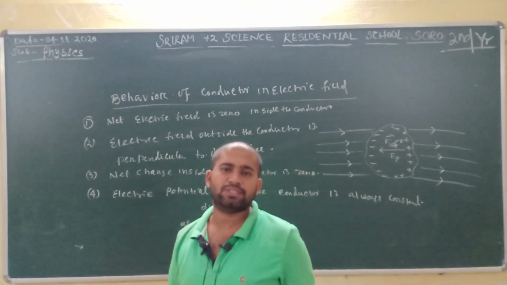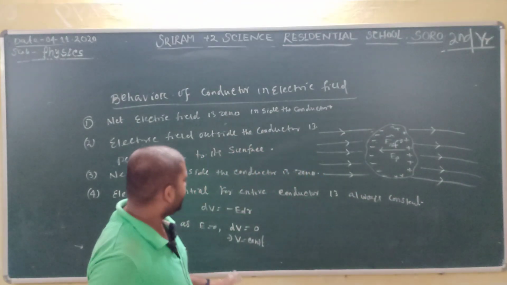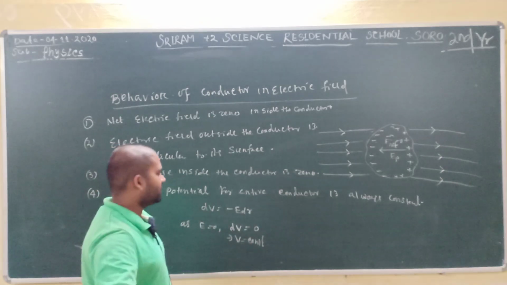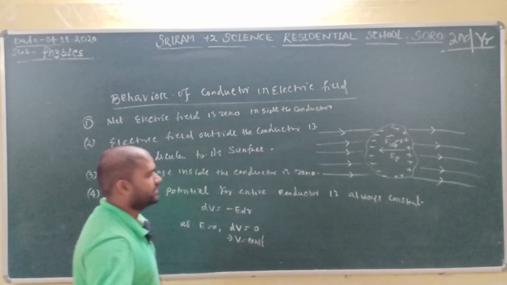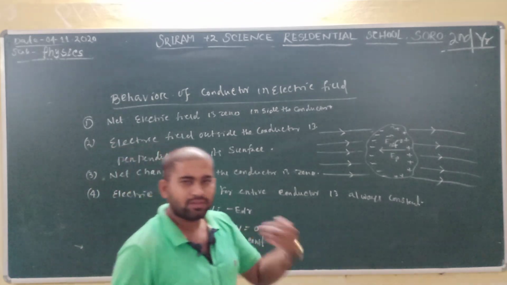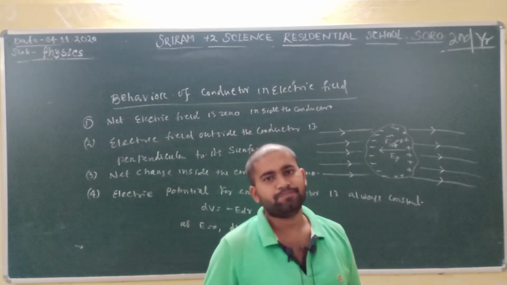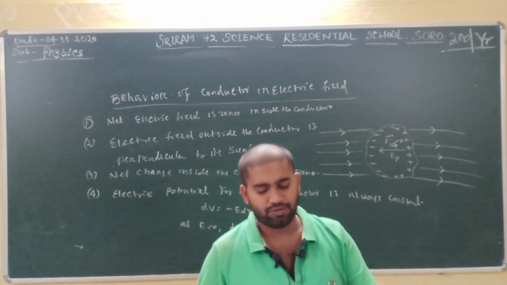So how is the electric potential constant? The electric potential for the entire conductor becomes constant. That means inside or on the surface of the conductor the electric potential is constant.